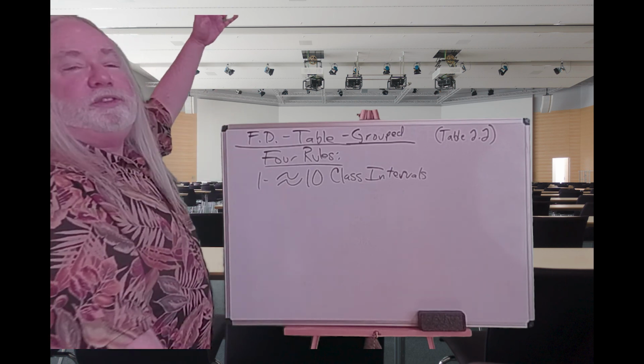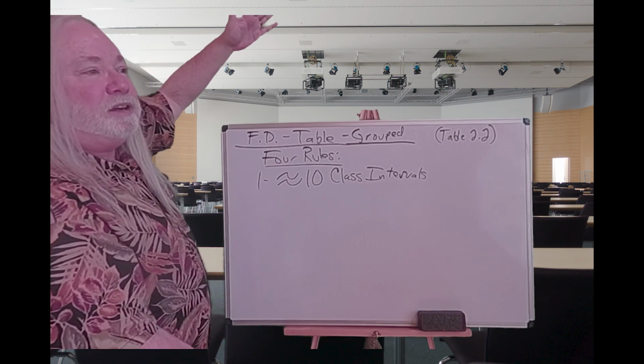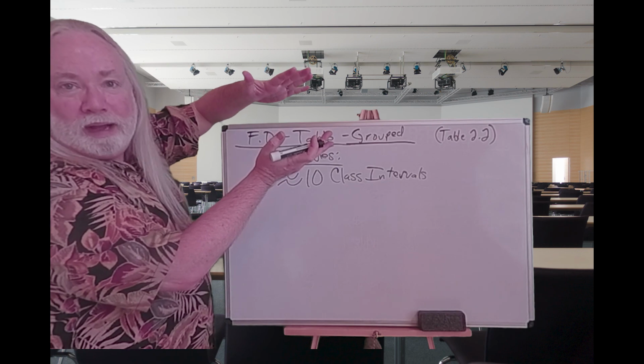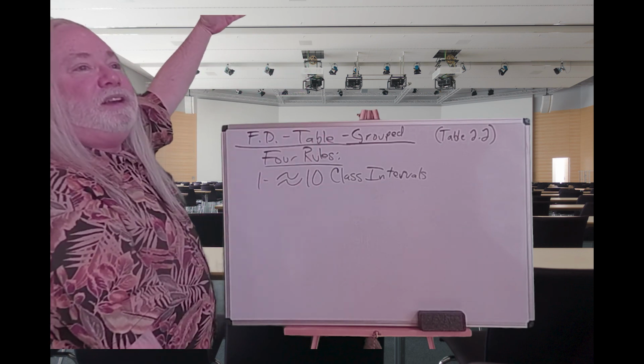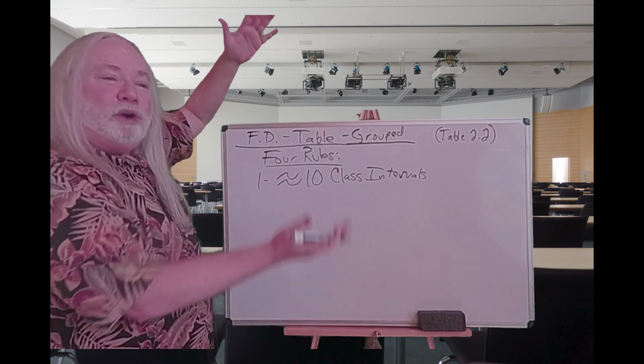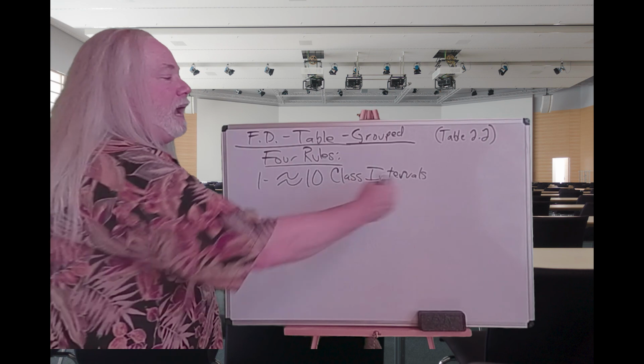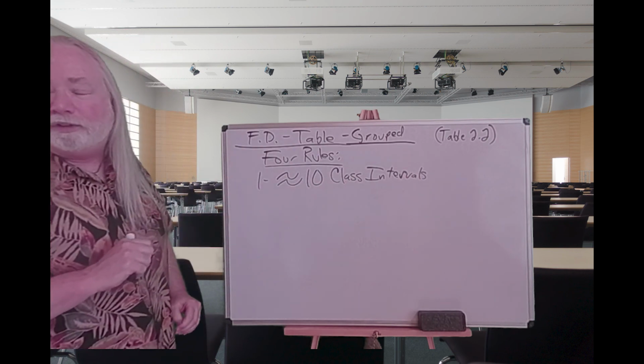If it started with, I'm going to say, 67 rows, and you condensed it down to 3, well, you've compacted it too much. If you condense it down to 50, you haven't condensed it enough. So we're kind of looking for that golden zone, that just right zone of how much to compact it. And we want to compact it till there's about 10 rows, 10 class intervals in it.